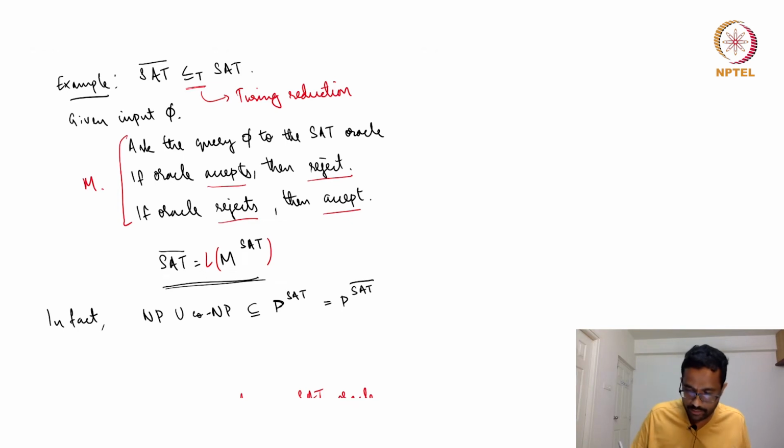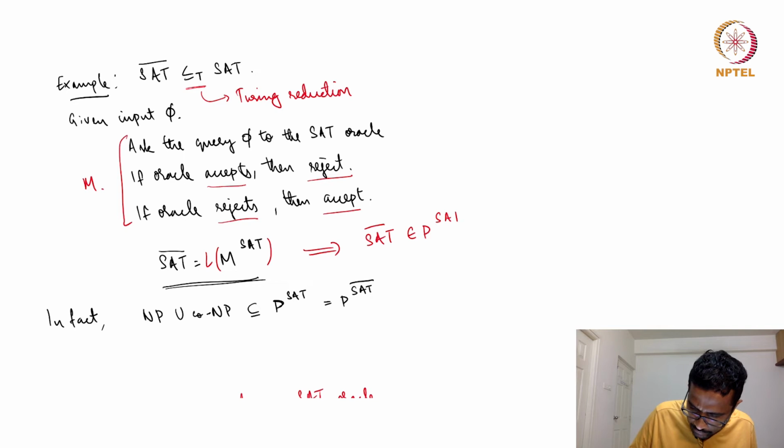So we can as well say that SAT complement is in P superscript SAT. It is in P with access to a SAT oracle, right? Because M is a deterministic polynomial time machine.